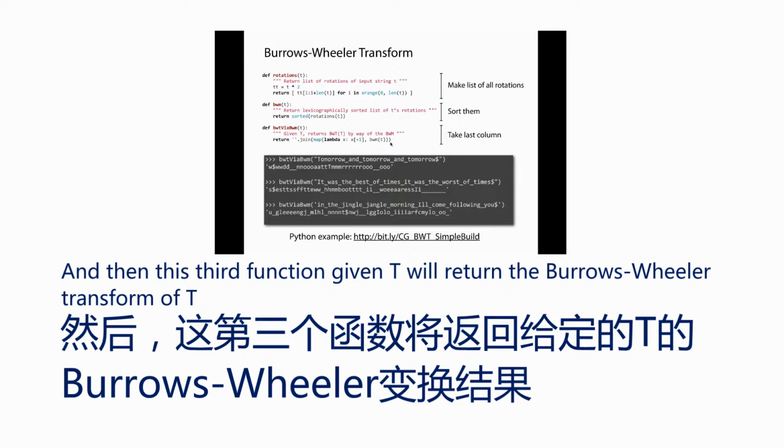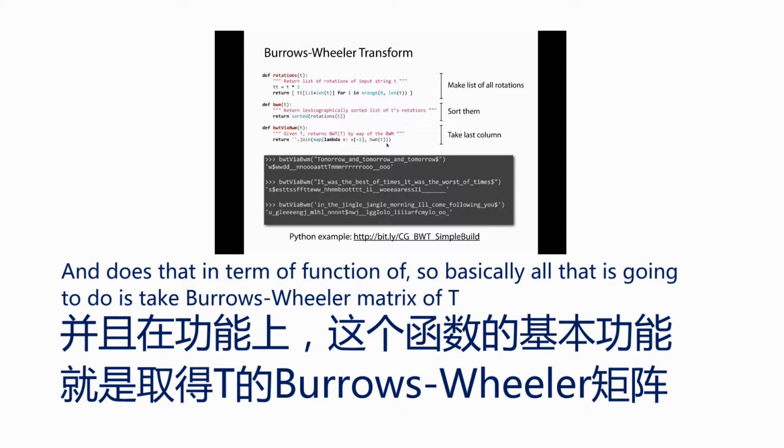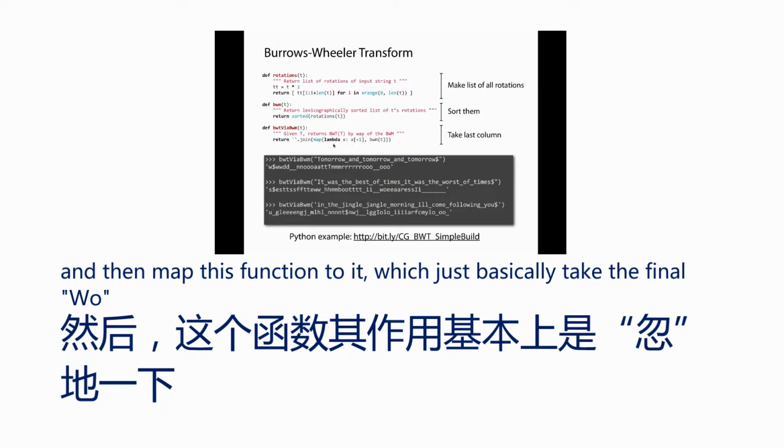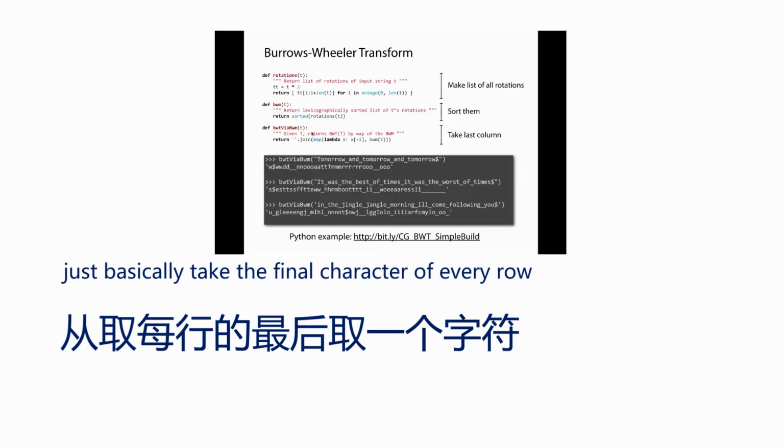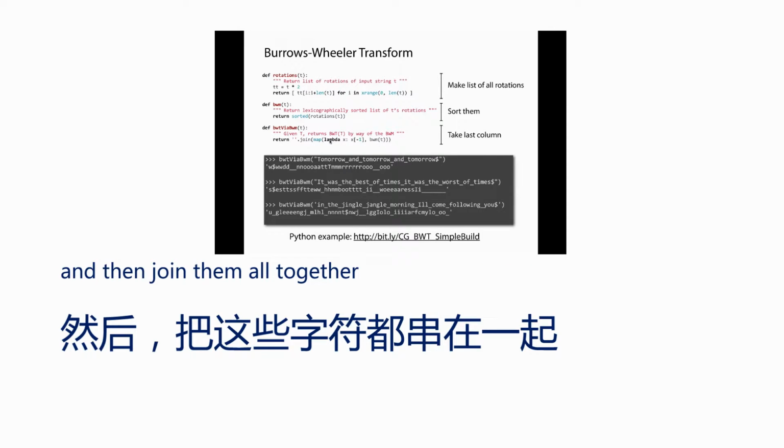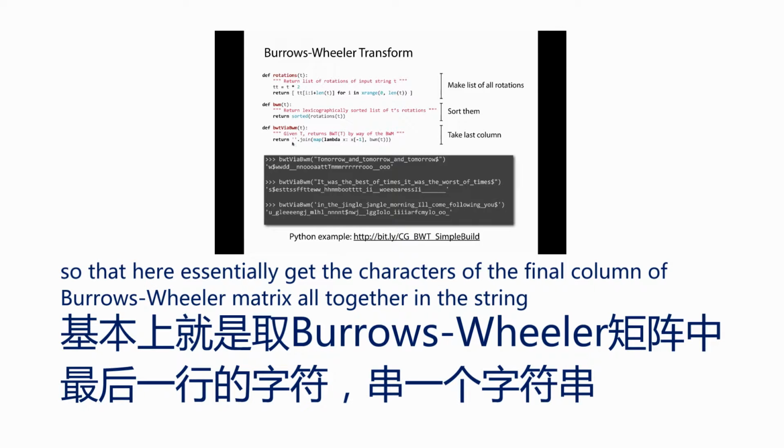So that's the Burrows-Wheeler matrix. And then this third function, given t, will return the Burrows-Wheeler Transform of t. And it does that in terms of the functions above. So basically all it's going to do is take the Burrows-Wheeler matrix of t and then map this function to it, which basically just takes the final character of every row and then joins them all together, so that you're essentially getting the characters of the final column of the Burrows-Wheeler matrix all together in a string.